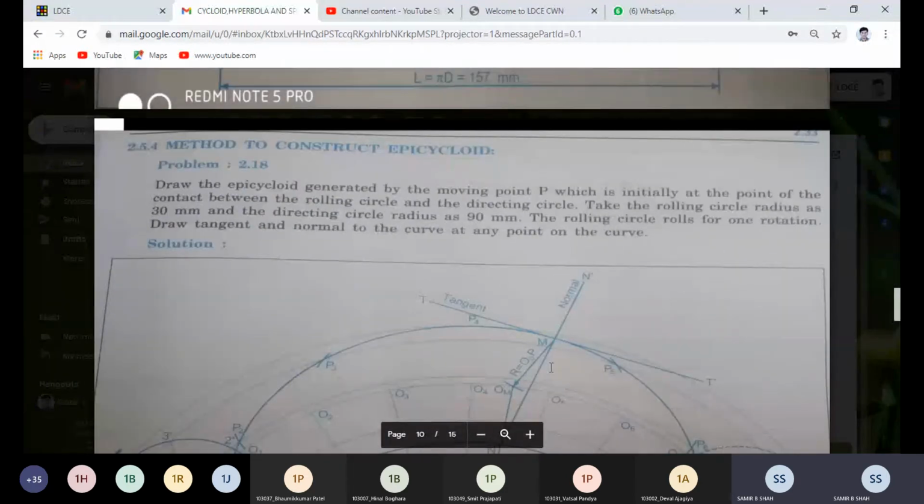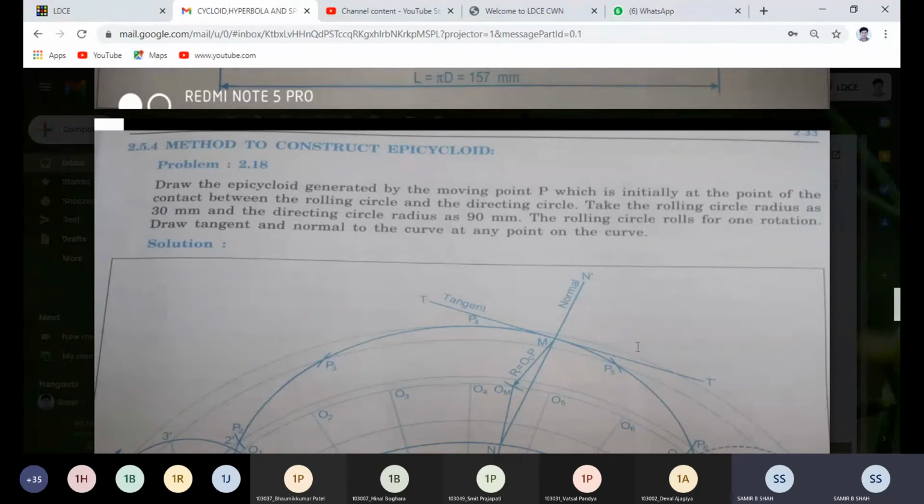Draw the epicycloid generated by the moving point P, which is initially at the point of contact between the rolling circle and the directing circle. Take the rolling circle radius as 30 mm and the directing circle radius as 90 mm. The rolling circle rolls for one rotation. Draw the tangent and normal to the curve at any point on the curve.